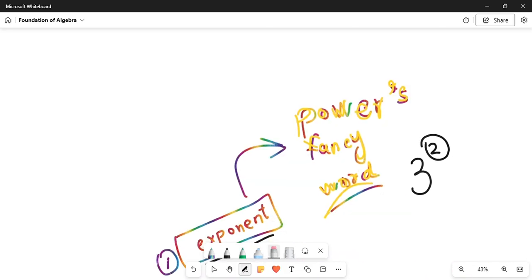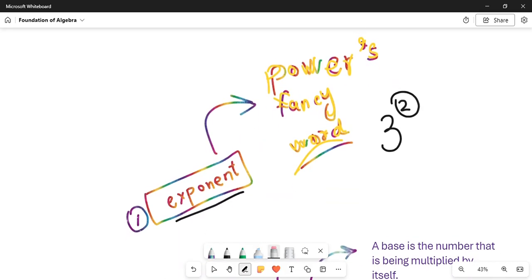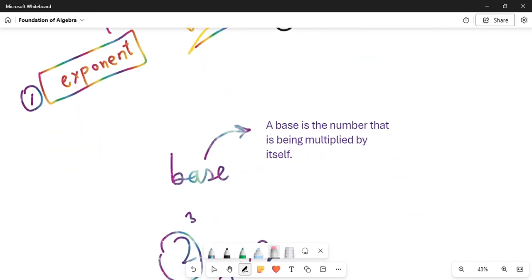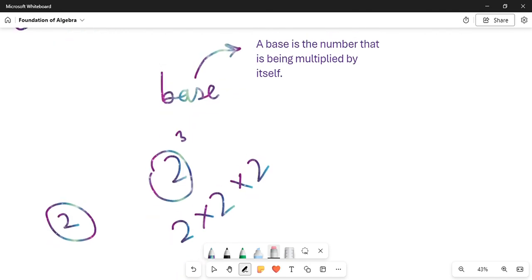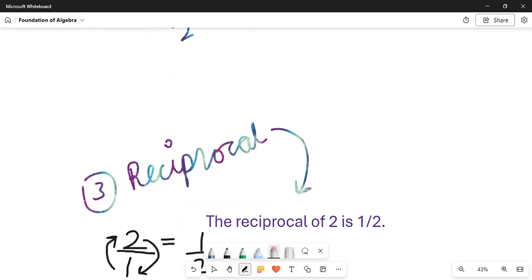So the first thing is exponents. Exponents are the fancy word for power, like 3 to the power of 2 is the same as saying 2 is the exponent of 3. The second thing is base. Base is actually the number that is being multiplied by itself. Like in this example, 2 to the power 3, the 2 is being multiplied by itself 3 times, so 2 is the base.